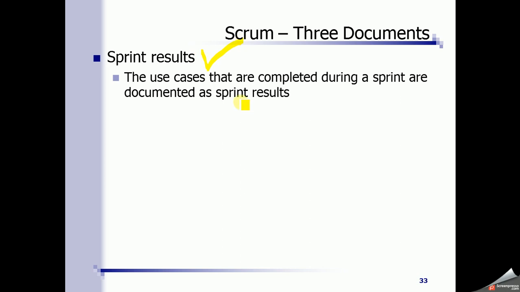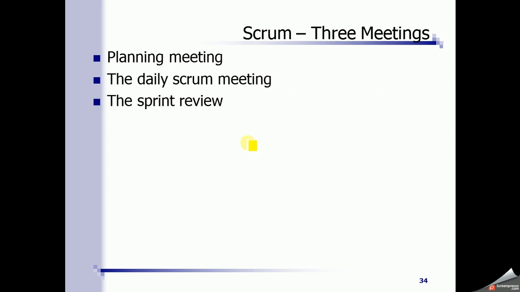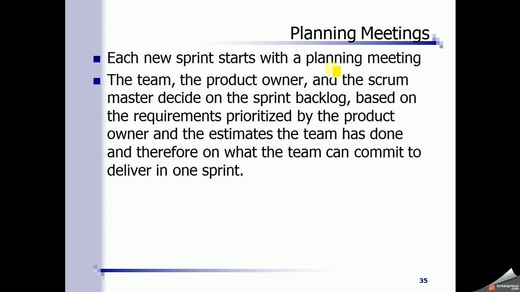And the sprint result, at the end of every scrum, we deliver the result. So this document is referred to as sprint results, the requirements or the use cases that have been implemented in the current iteration. 3 meetings: planning meeting, the daily scrum meeting, and sprint review meeting. Planning meeting, each new sprint starts with a planning meeting. So every 2 weeks we start a new sprint, and every sprint will start with a planning meeting.